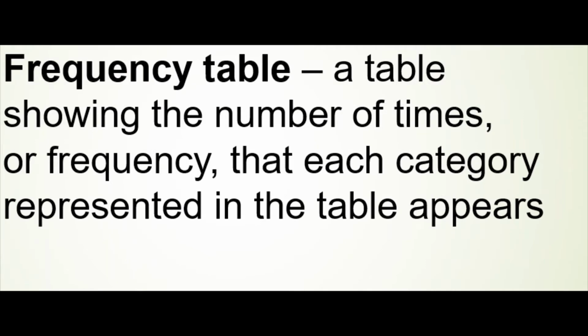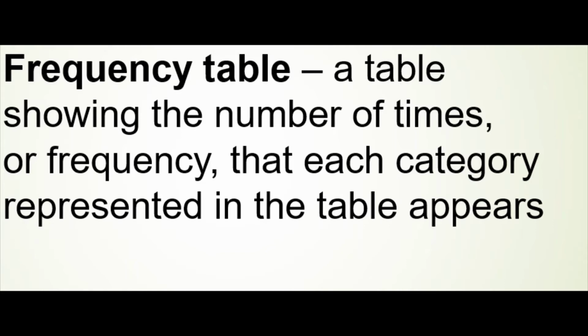Next, a frequency table. So a frequency table is a table showing the number of times or frequency that each category represented in the table appears. So let's say I wanted to create a table of all of my students and what grade they've earned in the class. I might have categories for A, B, C, D, and F, and then next to each of those categories, I'd put the frequency, the number of students who have earned that grade. So maybe I have 30 A's and 50 B's and 40 C's. That would represent a frequency table.